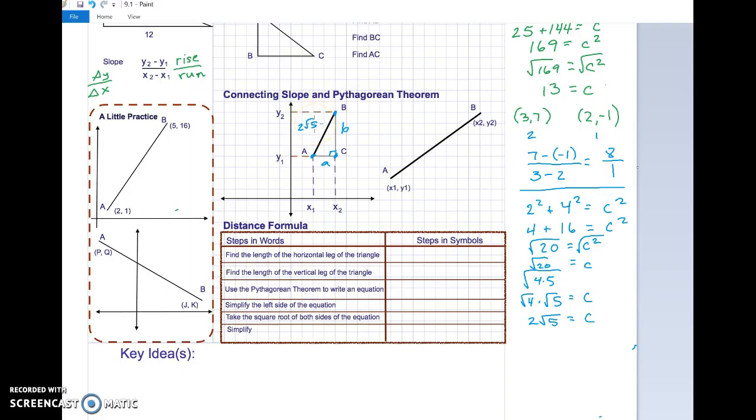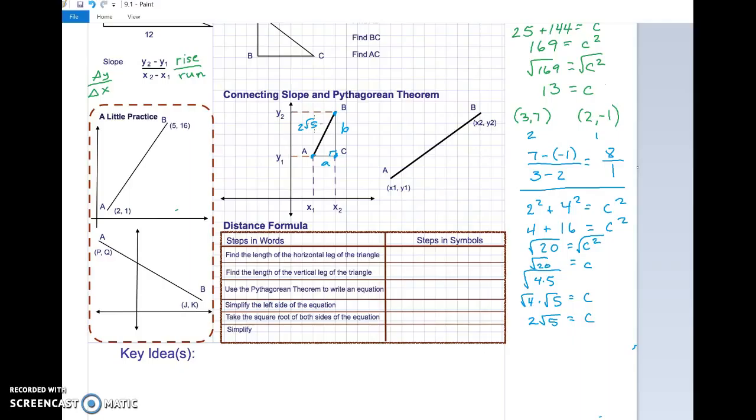Now you may be tempted to pull out your calculator and try to get a decimal. I don't want you to. I want you to keep it in this radical form. Unless you're asked to round to the nearest tenth or round to the nearest hundredth, keep it in its radical form, but simplify it as much as possible.